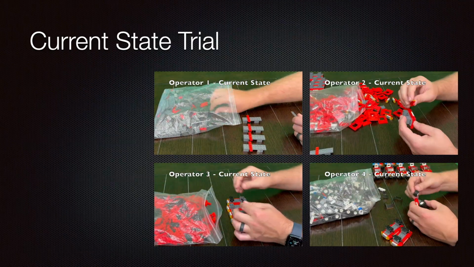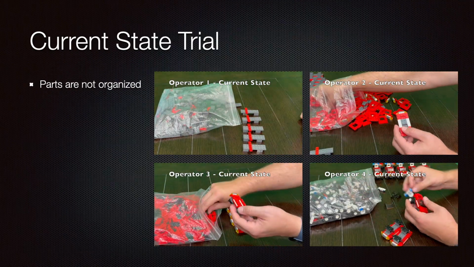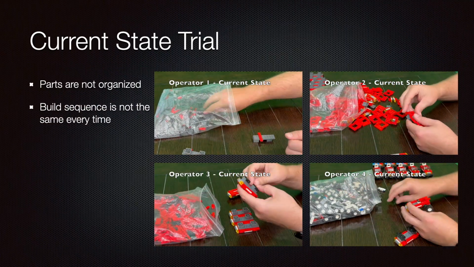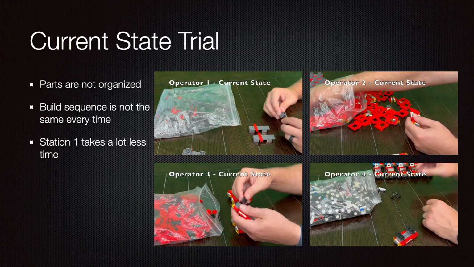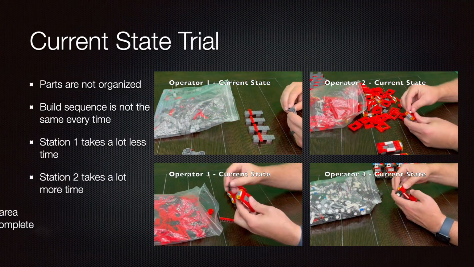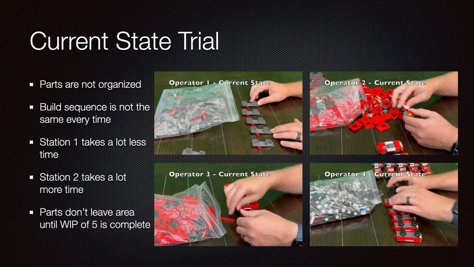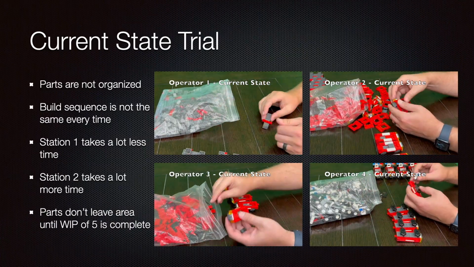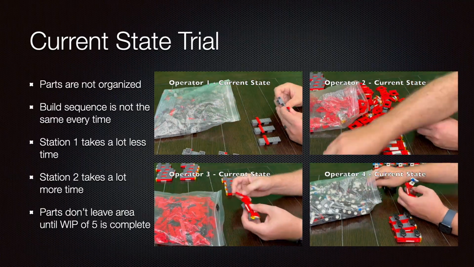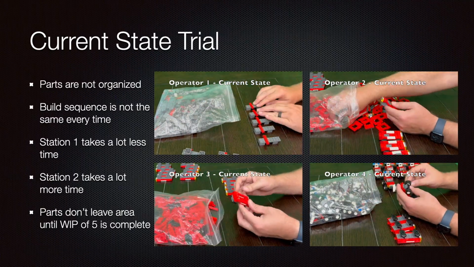Let's make some other observations. The parts obviously aren't organized. They're just dumped in a bag. There's lots of little parts, especially in Station 2. You can see several different pieces. And the build sequence, if you look carefully, the parts are not always assembled in the same way, even though it ends up getting done. Sometimes you could have quality issues because things aren't getting done the same way every time.